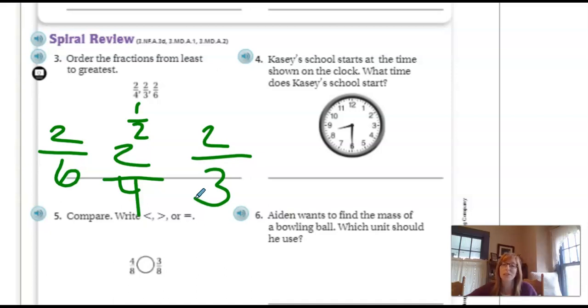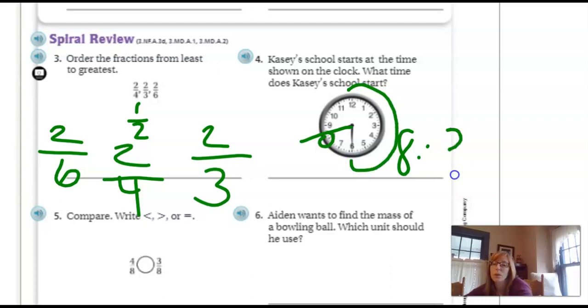All right, so Casey's school starts at the time shown on the clock. What time does Casey's school start? Hopefully you took your hour hand and you drew it out and you circled the lower hour so you knew that it was 8. And then you would skip count around starting at 0 and it was pointing to the 6. And we know when we skip count around by 5s that each number is worth 5, and from 12 to 6 is 30 minutes.